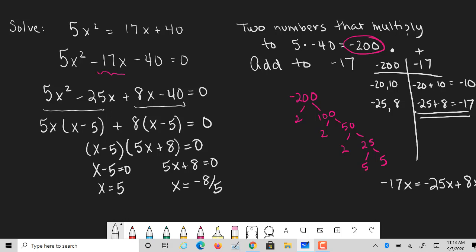And of course you can check these by plugging them back in, but in this case our answer is going to turn out to be the set 5 and negative 8/5.